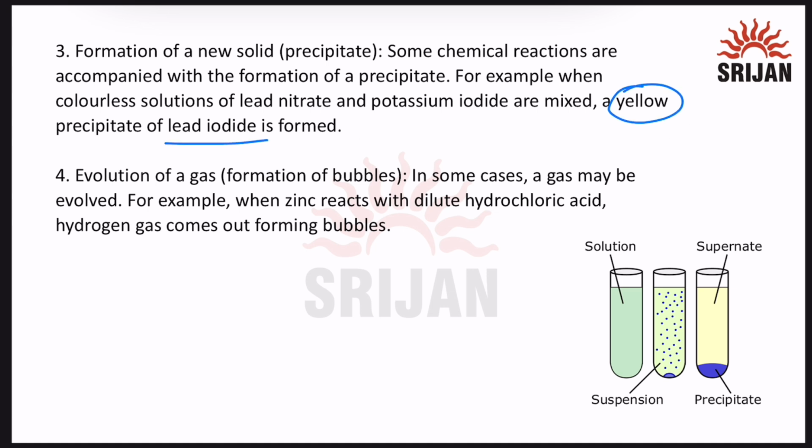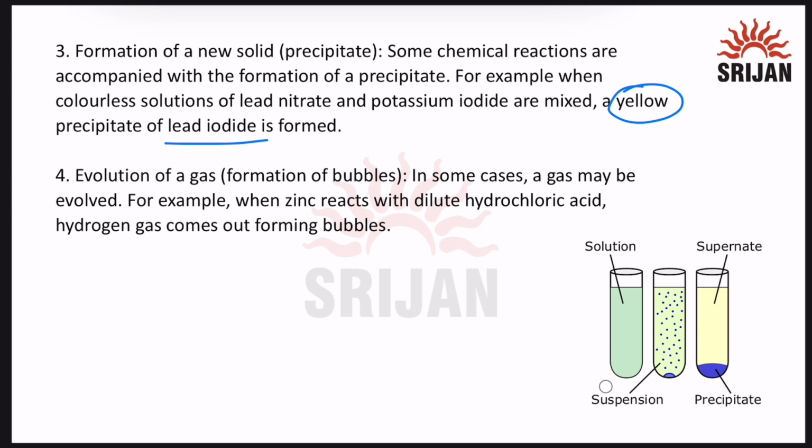Now, what is a precipitate? There are three terms that you need to understand: solution, suspension, and precipitate. A solution is two or more compounds mixed together so well that by looking at it, you cannot say how many compounds are in the solution. For example, if you mix juice and water, that will form a solution.